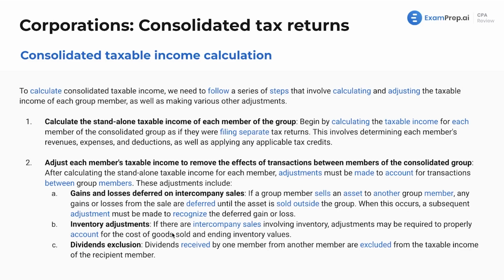Any inventory adjustments: if there are intercompany sales involving inventory, adjustments may be required to properly account for the cost of goods sold and our ending inventory values. Now, lastly here, any dividend exclusion: dividends received by one member from another member are excluded because it's basically as if we're just transferring profits between companies, and there's nothing crazy about that, right?